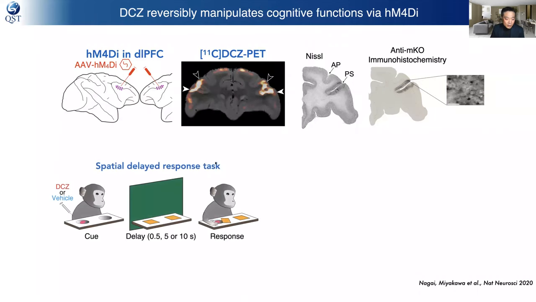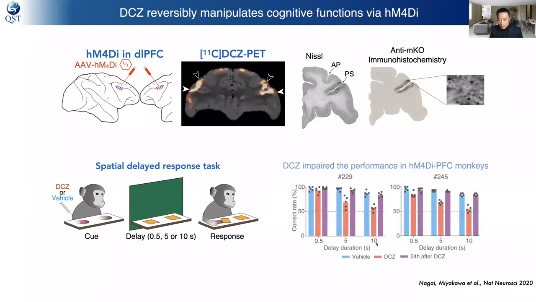And we tested those monkeys with the spatial delayed response task. It's a probe test of the working memory function, which relies on the DLPFC function. In this paradigm, the monkey is required to remember the food well location, either left or right, for up to 10 seconds. The monkey's working memory ability is completely impaired following DCZ administration.